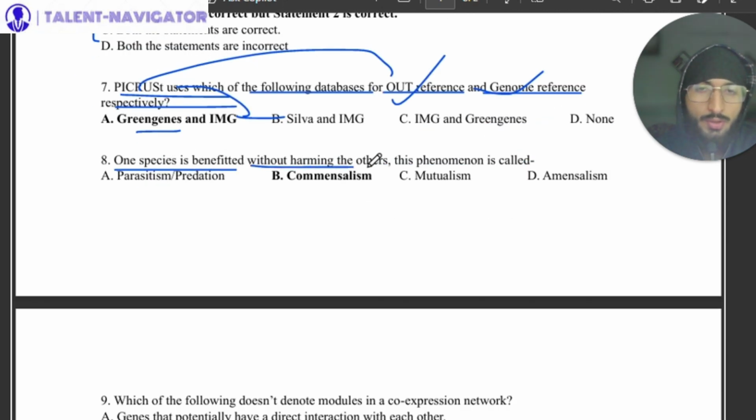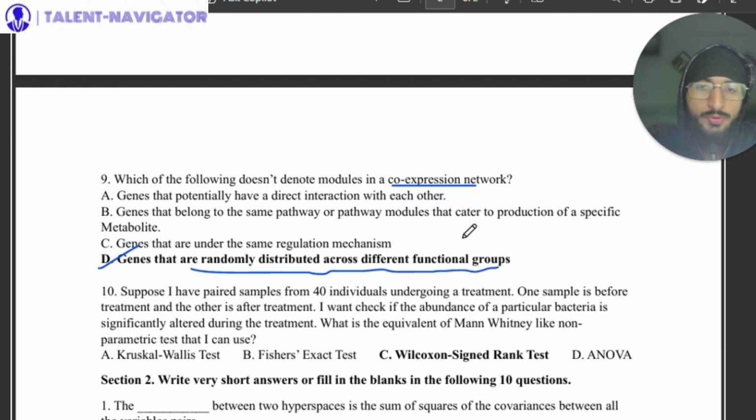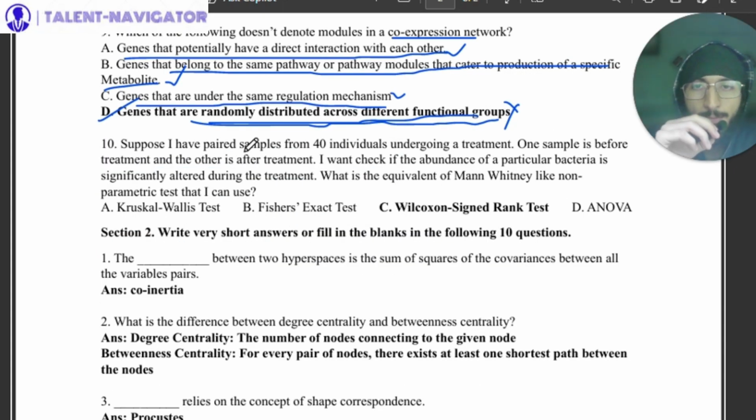One species is benefited without harming the others. This phenomenon is commensalism. One species benefits and the other is basically not harmed. Now, which of the following doesn't denote modules in a co-expression network? That is, genes that are randomly distributed across different functional groups doesn't denote modules. Genes that potentially have a direct interaction with each other, yes, that denotes modules. Or genes that belong to the same pathway or pathway modules that cater to production of a specific metabolite, that also denotes modules. And genes that are under the same regulation mechanism, that is also a module in a co-expression network. But genes that are randomly distributed across different functional groups, that is not. That's the answer.